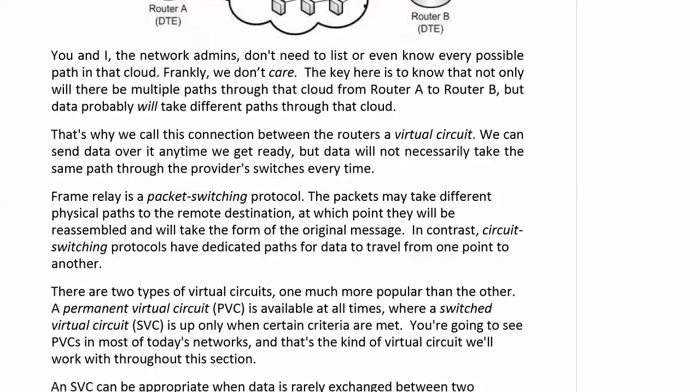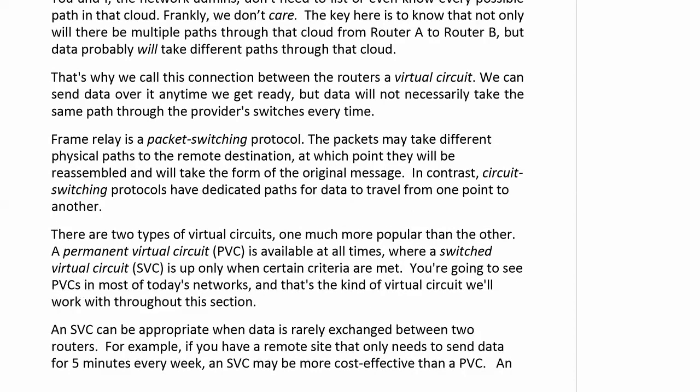Now, about those two types of virtual circuits, one is much more popular than the other. A permanent virtual circuit is available all the time. A switched virtual circuit is up only when certain criteria are met. You're going to see PVCs in most of today's networks, and that's what's on the CCENT and the CCNA exam, and that's the kind of virtual circuit we're going to work with throughout this section. I'm going to tell you what an SVC is, but we are not going to configure it.